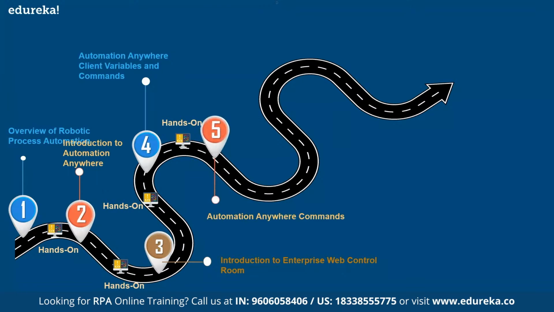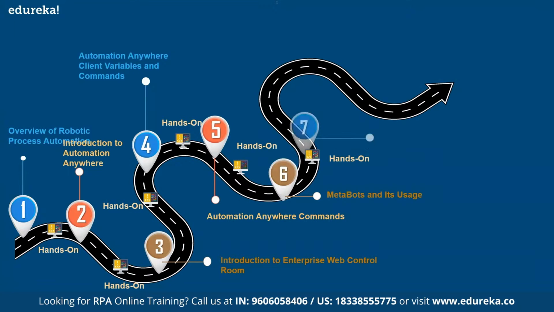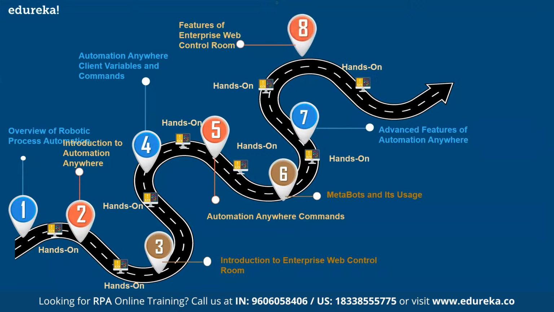So we have these topics: Automation Anywhere commands, Automation Anywhere variables, Metabots and their usage, advanced features of Automation Anywhere. We learn about enterprise features of the enterprise Control Room and IQ Bot, and so on.